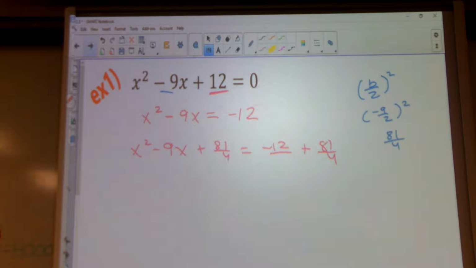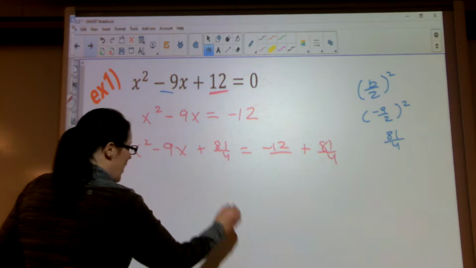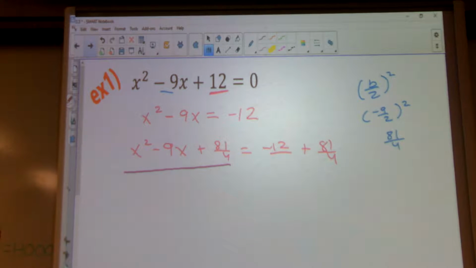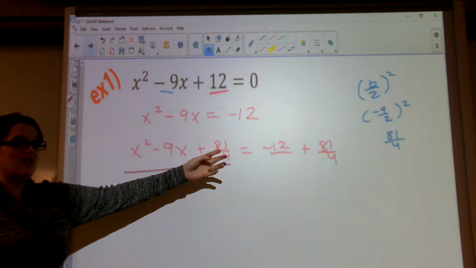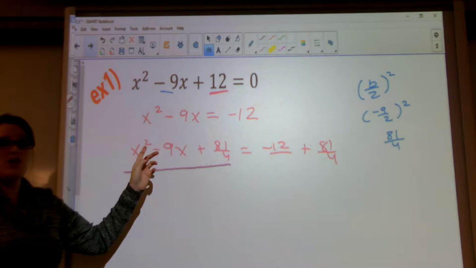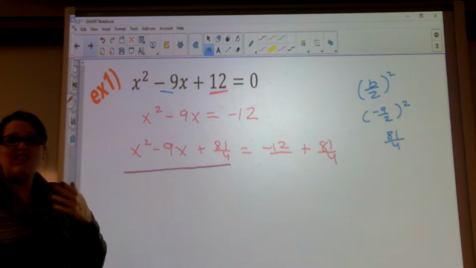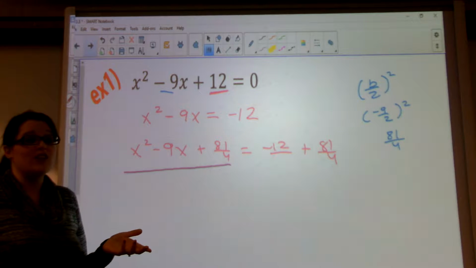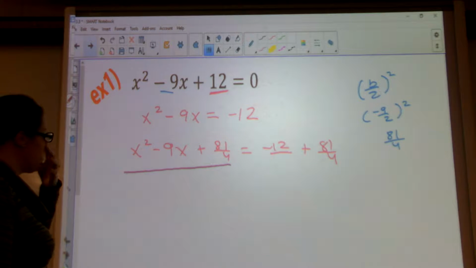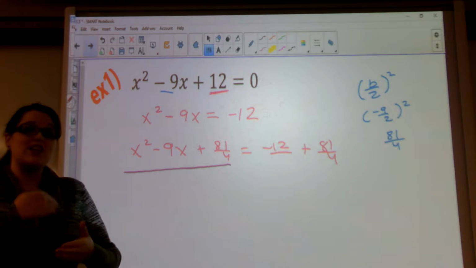Here's where the magic happens. This side, when you add that b over 2 quantity squared, will factor perfectly. Now, would you think by looking at it that it factors? With fractions, what two numbers multiply to be 81/4 and add to be negative 9? Ugh, is that not gross? It does factor. And here's how it factors. We're going to skip the ABC method process because it works out every single time.